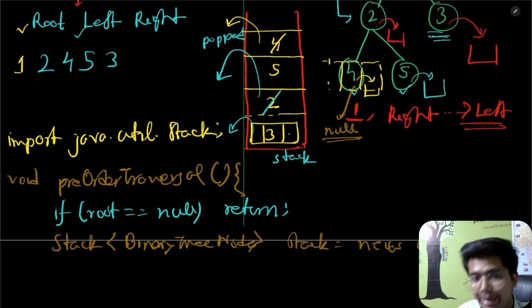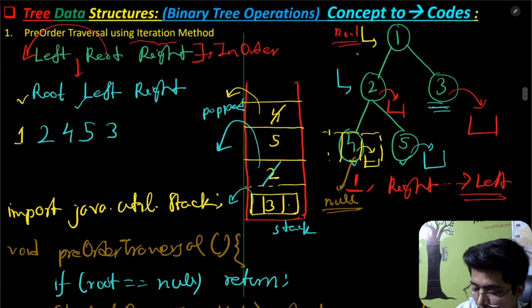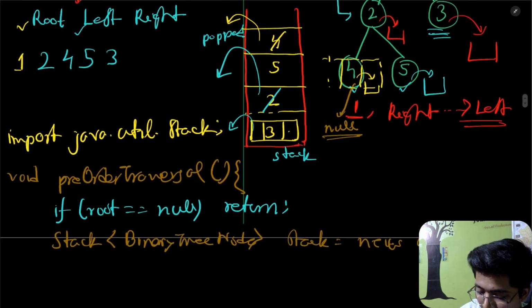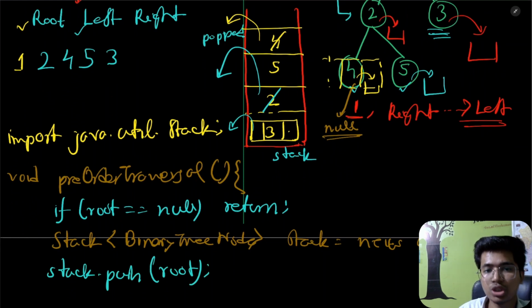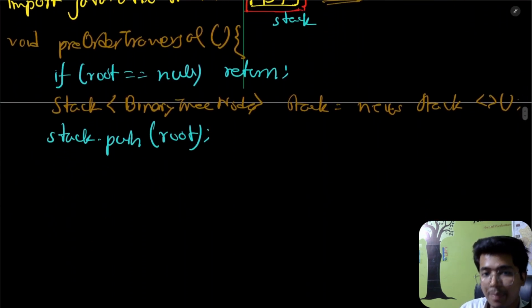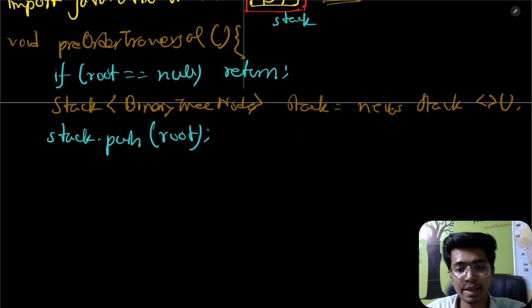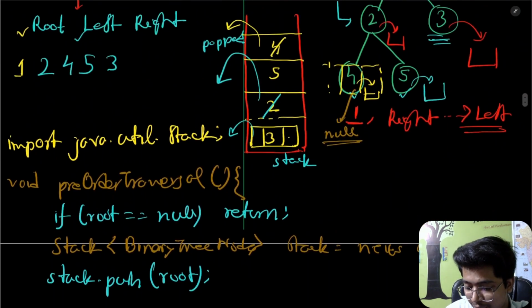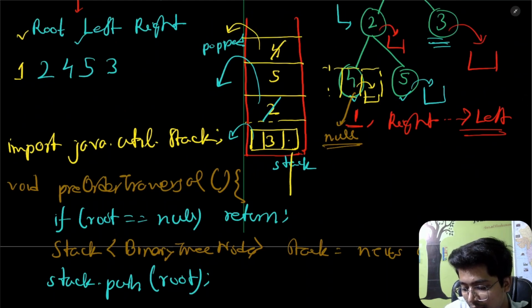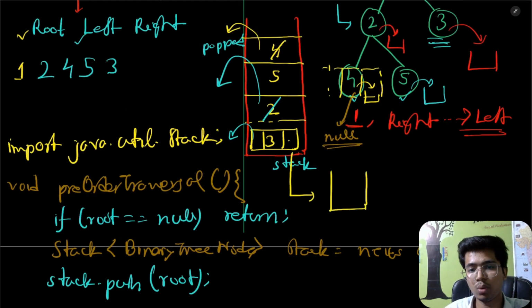Now we have already created a stack. Now we will be pushing the root, because we always push the root element first. So stack.push the root. Now we pushed the root. That means our stack has some element. So we'll continue the further process only if the stack is not empty. If the stack becomes empty, that means all the elements are processed, so we will not process any further. We'll only work if the stack is not empty.